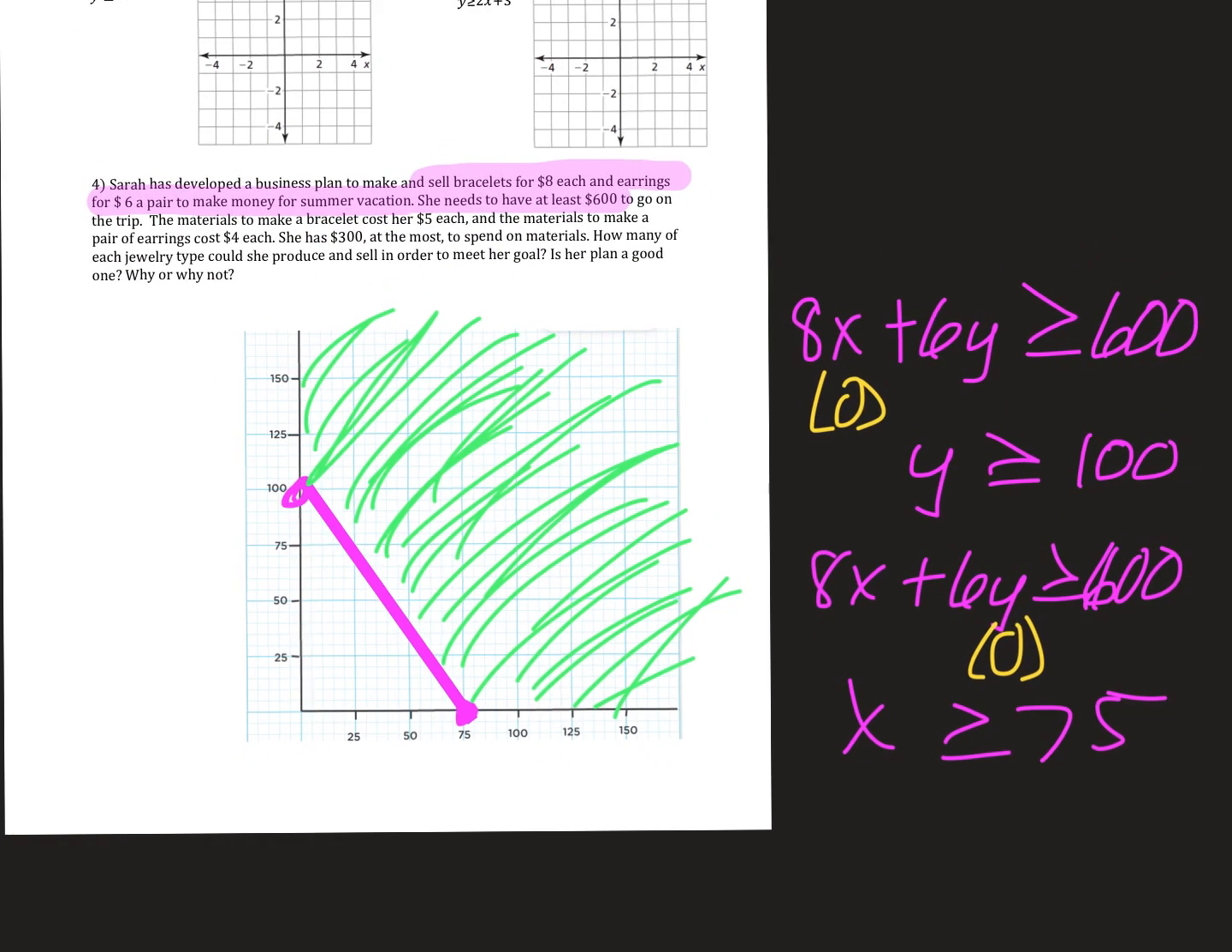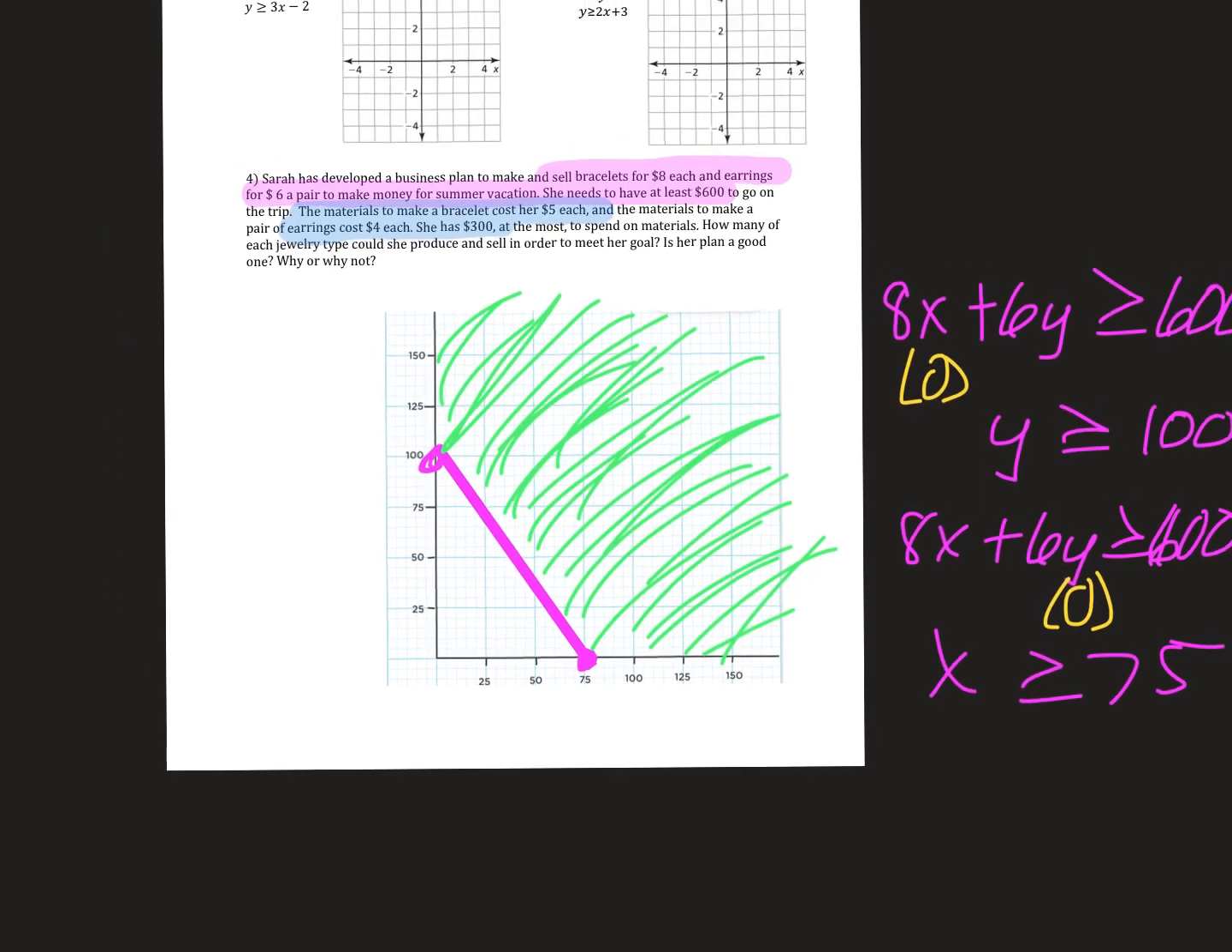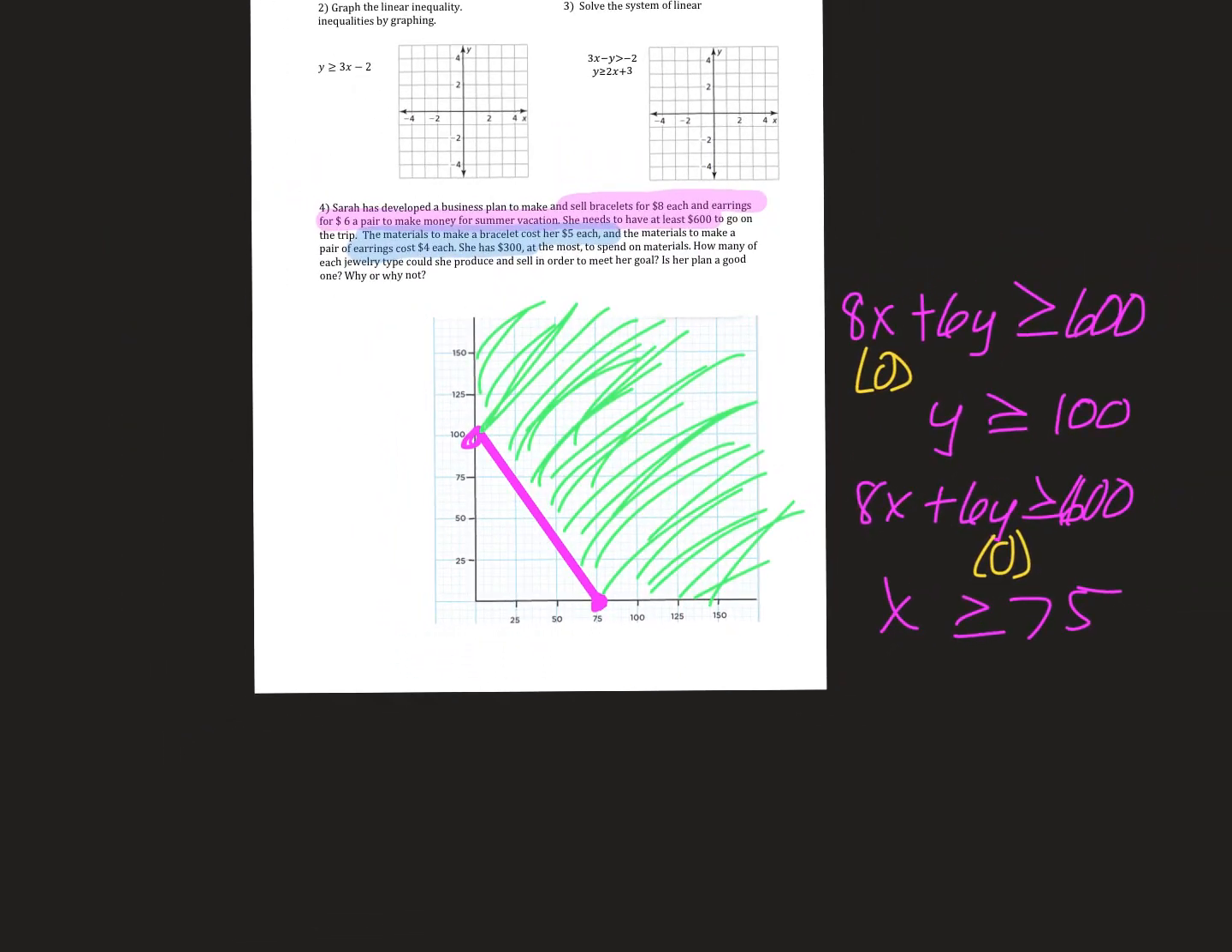Now, of course, she can't just make an infinite number of bracelets and earrings. It's based on how many materials she has. So let's look at that. Materials cost her $5 for a bracelet, $4 for earrings, and she has $300 to spend on materials. So that one is going to be 5x plus 4y is less than or equal to 300 because she's got a limit this time.